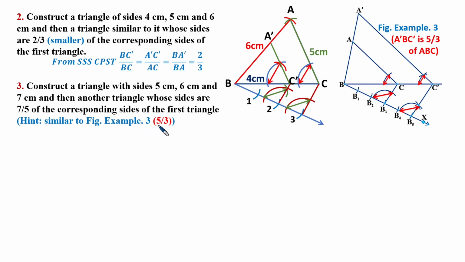Instead of 7 by 5, I have written 5 by 3. So this is the one. So this triangle is bigger by 5 by 3 times the triangle ABC. So just go about doing it.